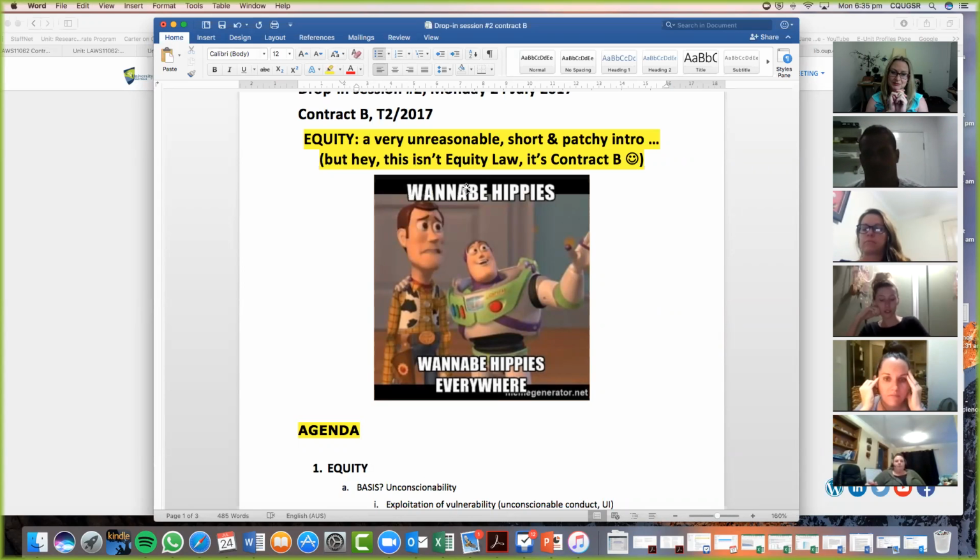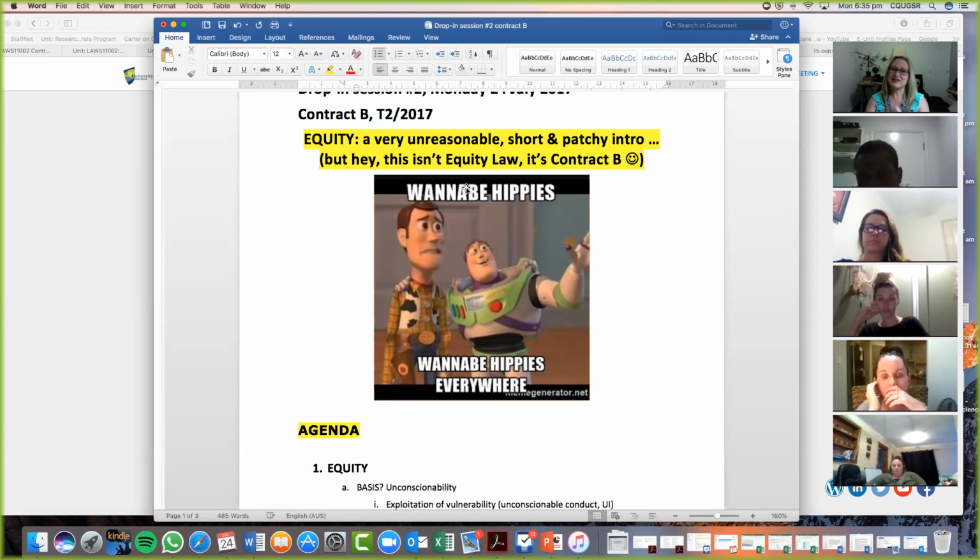I based my notes on a nice little introductory chapter of the text on equity and trusts, an Oxford University Press publication on equity and trusts. And it pretty much gets across everything that we need to know for our purposes.